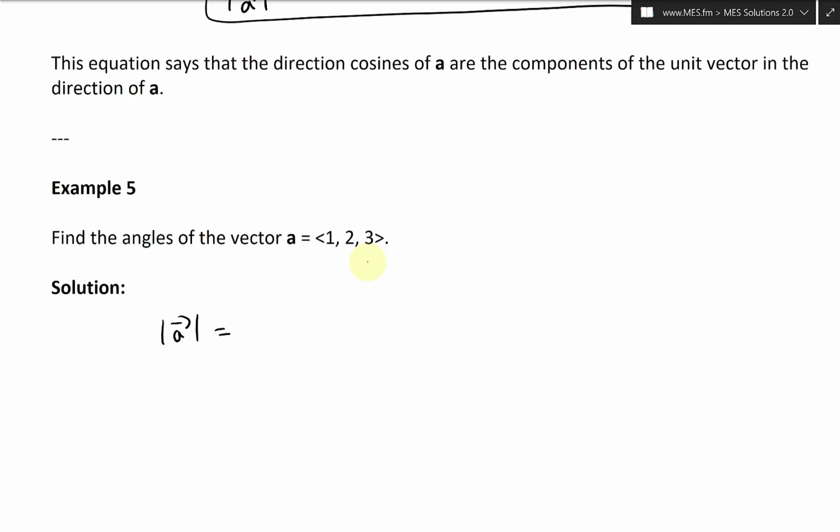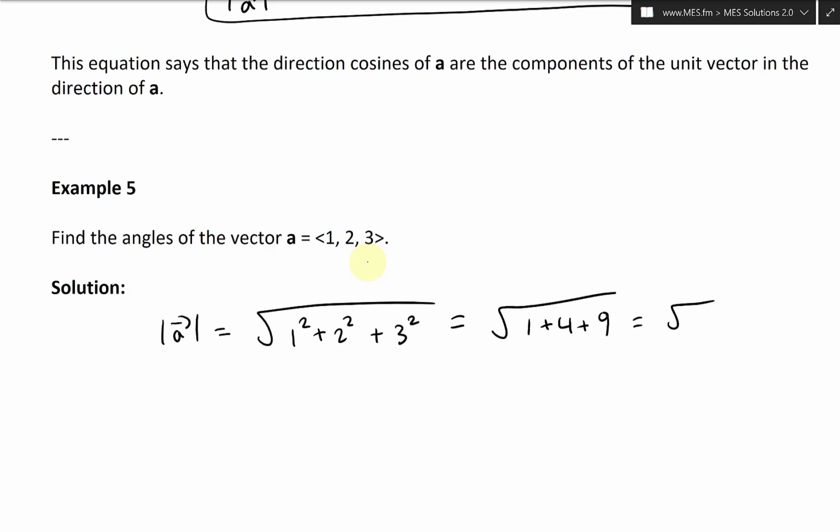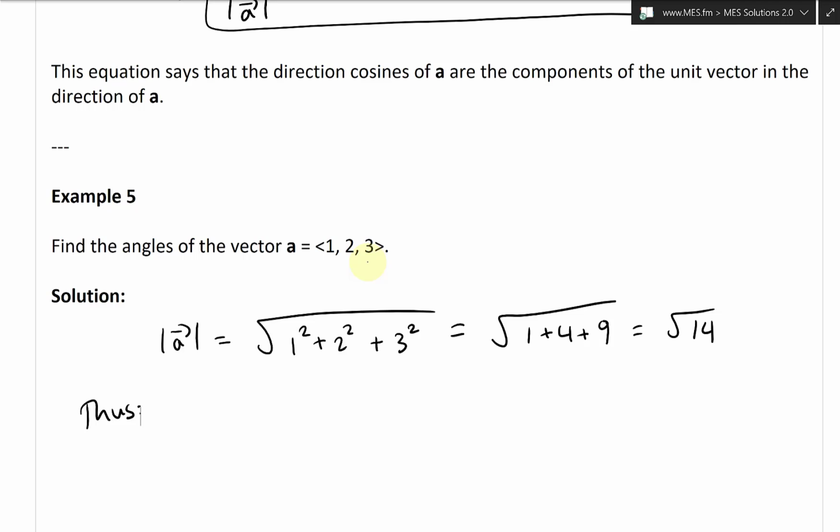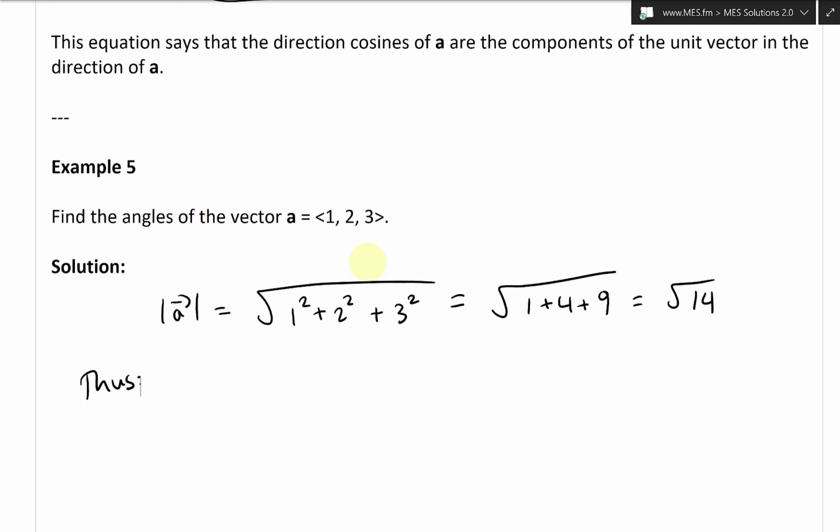Length A is going to equal the square root of 1 squared, all the components squared, plus 2 squared plus 3 squared. This equals 1 plus 4 plus 9. In other words, 9 plus 1 is 10, plus 4 is 14. The square root of 14. Thus, let's get all the direction cosines first, and then we'll do the angles after. So let's get the cosines.